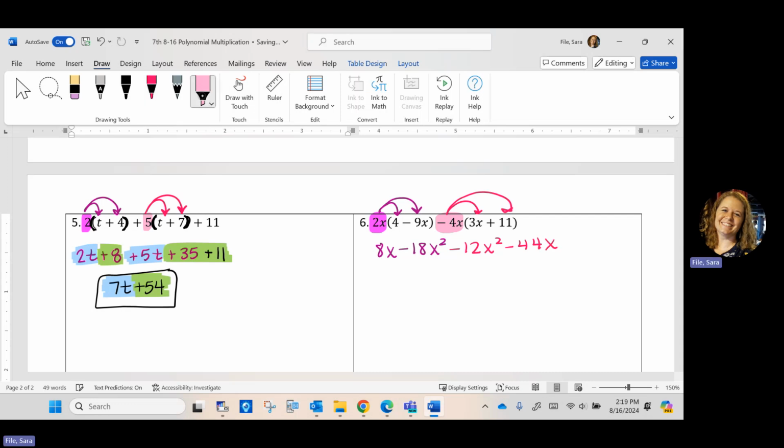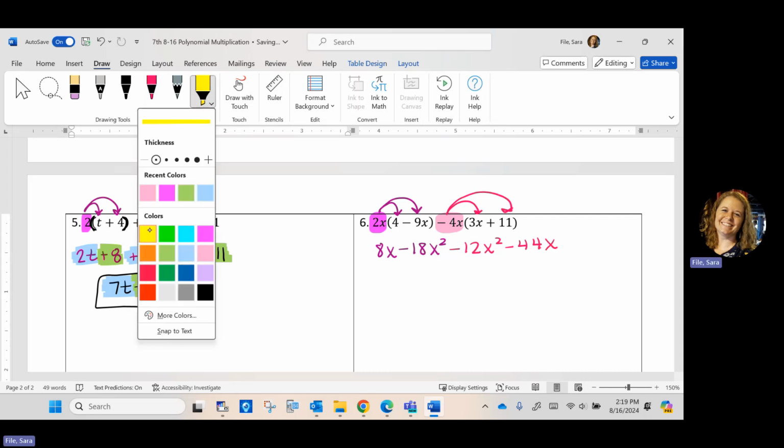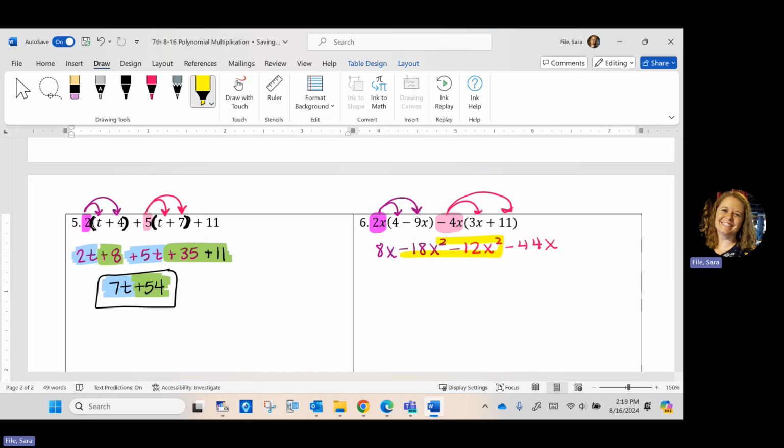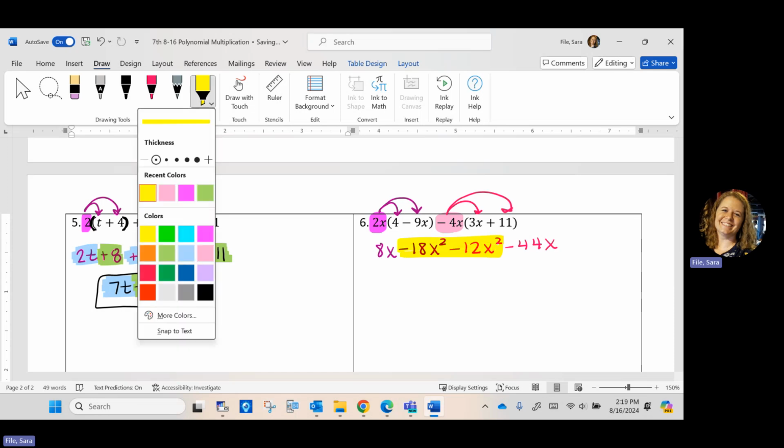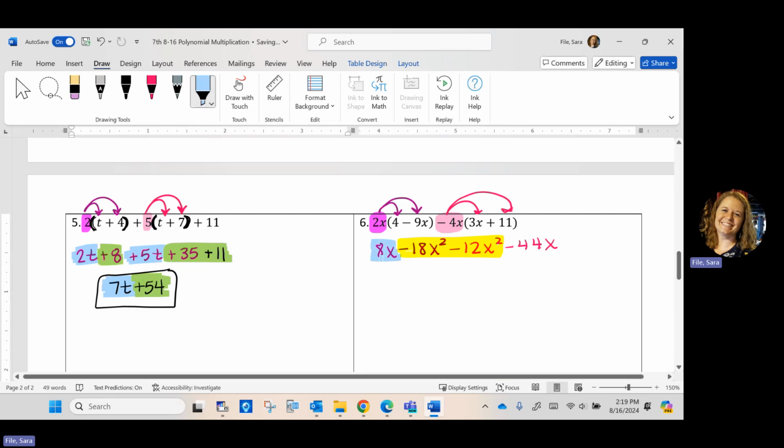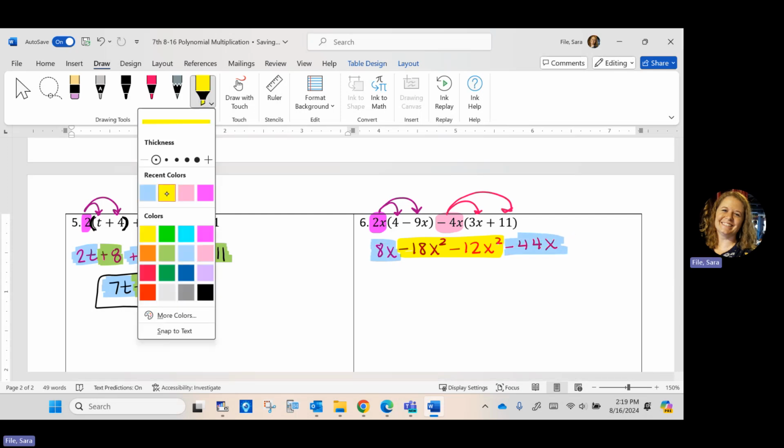All right, and then we're going to look for like terms to combine. I see a couple of quadratic terms with x squareds. And I see a couple linear terms with just x. Okay, so what do my quadratic terms combine to?